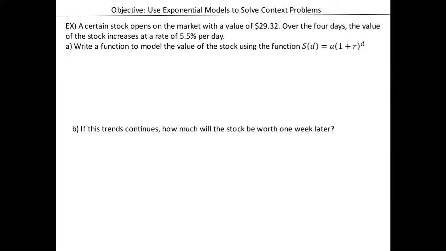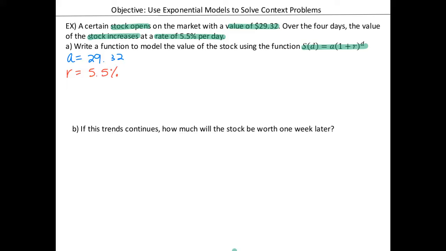Our next example here says we have a certain stock opens on the market with a value of $29.32. And it says over the 4 days, the value of the stock increases at a rate of 5.5% per day. We're supposed to write a function to model the value of the stock using the function S of D equals A times 1 plus R to the D power. So remember, we need to figure out what are A and R. See if you guys can work together to figure out what are A and R here.